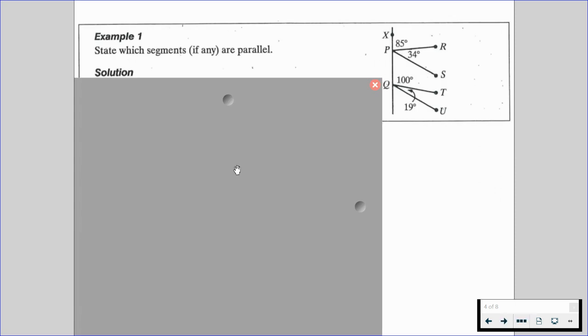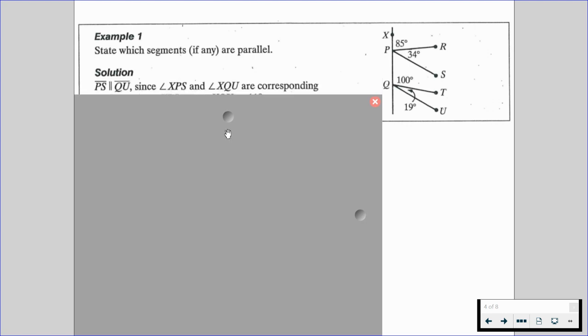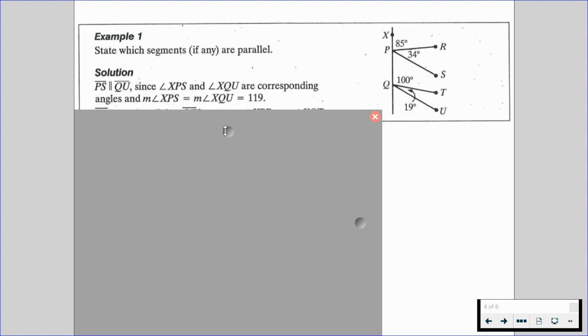So example 1, we want to state which segments, if any, are going to be parallel. And we're given the diagram on the right-hand side. So as we look at it, we're going to be able to justify and say that line PS is parallel with QU since angle XPS and angle XQU are corresponding. And those measures are equal to 119 degrees. It has to take a little bit more work. We have to add those two angles together, but we're still going to be able to justify that.